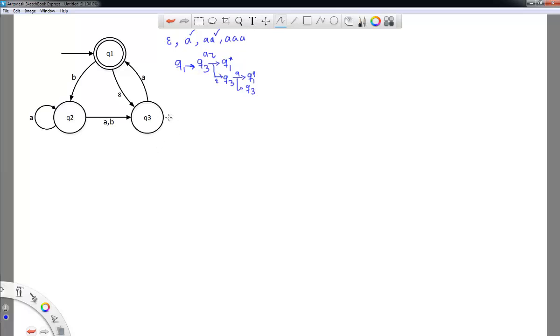How about when my machine sees a B? The moment my machine sees a B, if you're in Q sub 1, obviously your machine transitions to Q sub 3, because when you're in Q sub 1 without reading anything, you're in Q sub 3, and over reading a B, you're going to go into Q sub 2.